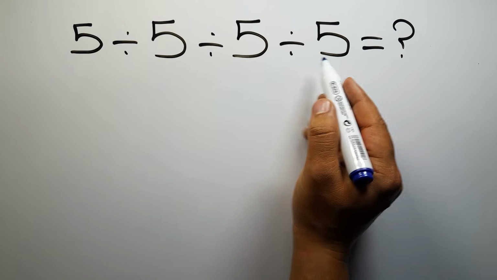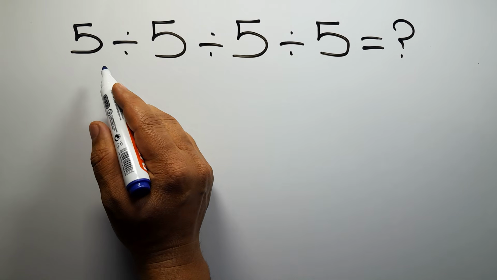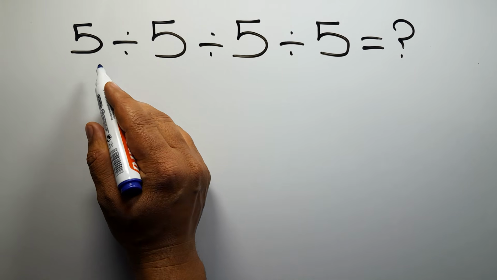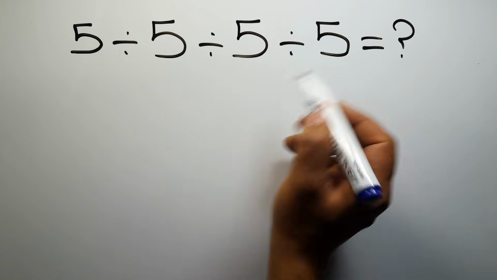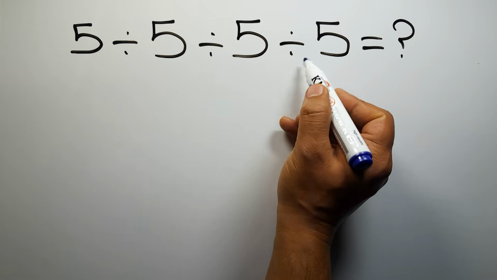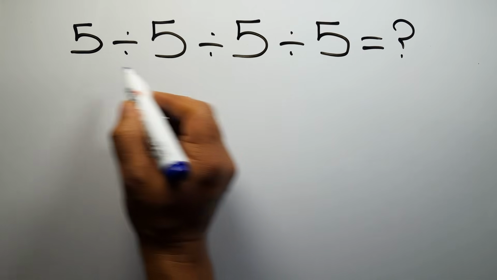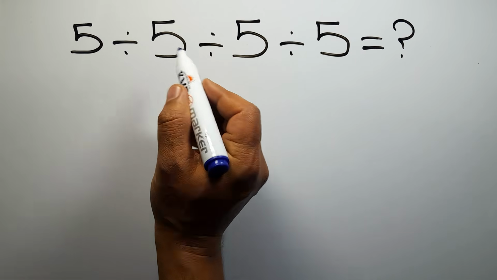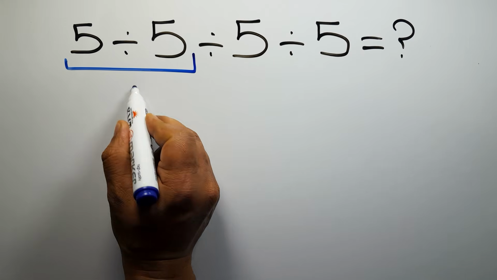In this expression, we have 3 divisions, and when we have more than one division in an expression, we have to work from left to right. So here first we have to do this division, then this division, and finally this division, okay? So first this 5 divided by 5, which gives us 1.